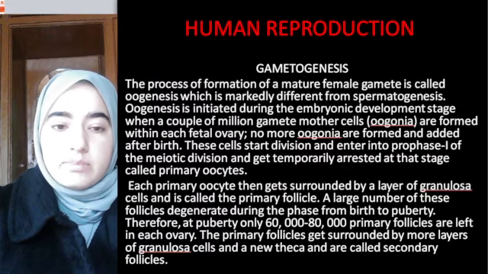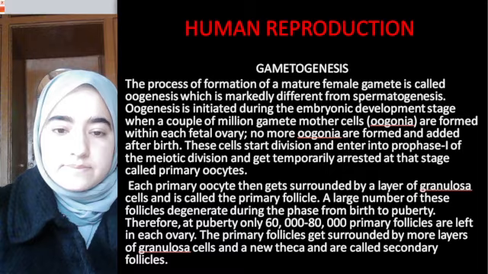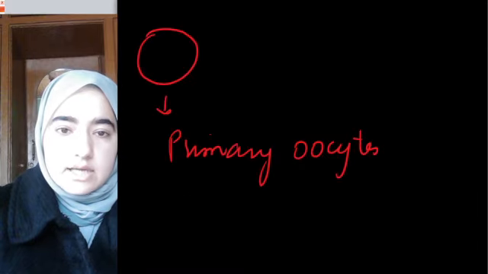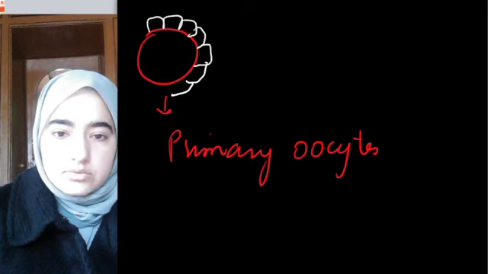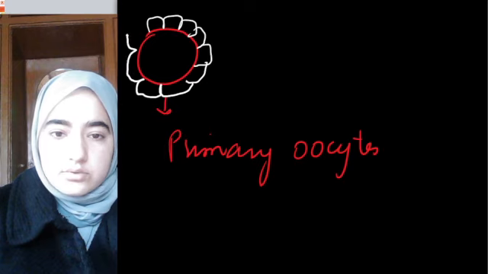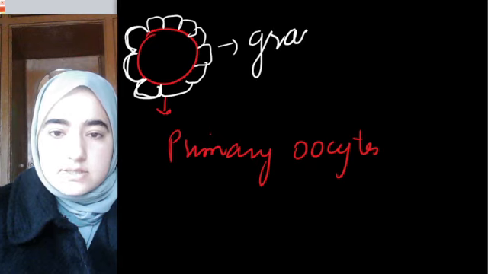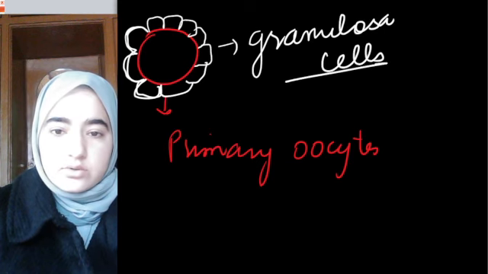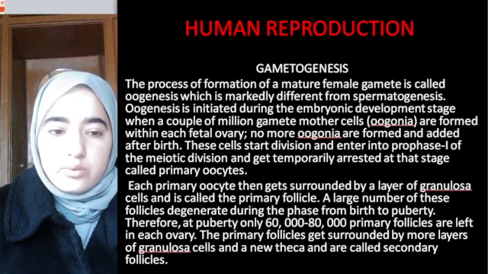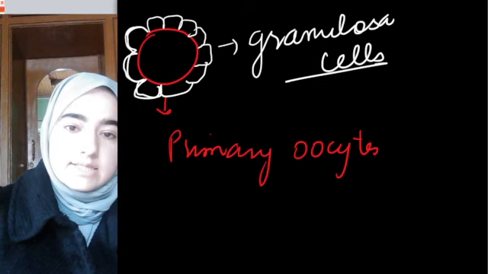This will get covered, surrounded by a layer of granulosa cells. These will get surrounded by granulosa cells like this. Granulosa cells are covering the primary oocyte. These are known as granulosa cells. They start covering this primary oocyte. These cells are known as granulosa cells, okay? And now they are no more known as primary oocytes since these granulosa cells start covering it.